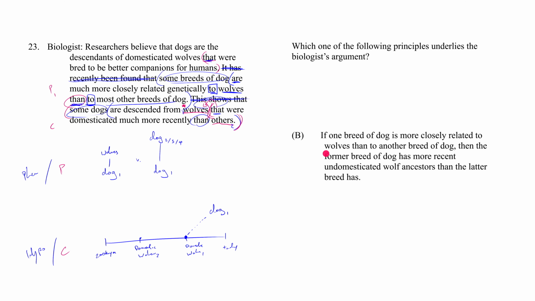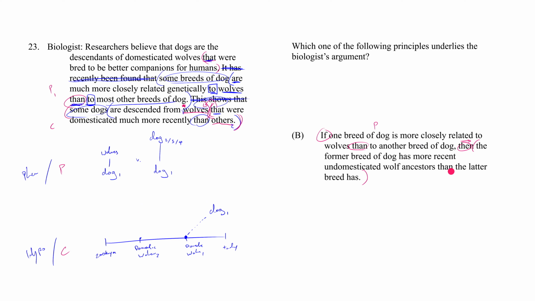We'll look at answer choice B first, which is the right answer choice. If one breed of dog is more closely related to wolves than to another breed of dog, that's just repetition of the premise, right? Basically, what B is saying is if P, then arrow, what? Something like C. Something like the conclusion. Then that breed of dog has more recent undomesticated wolf ancestors than the latter breed has. Right? Notice, okay, let's just map this on to what we have here. With answer choice B, the claim is that it's supposed to make the premise more supportive of the conclusion in a structural way. You can already kind of see that, right?